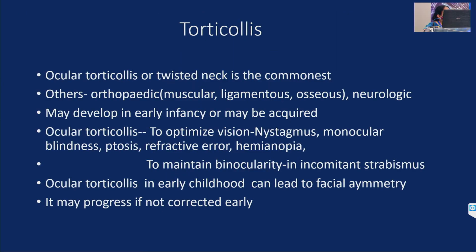Ocular torticollis or torticollis means twisted neck is the commonest of the torticollis, and others being orthopedic, which can be either muscular, ligamentous or osseous, and neurologic. It may develop early in infancy or may be acquired, and ocular torticollis may be to optimize vision as in nystagmus, monocular blindness, ptosis, refractive error, hemianopia, or to maintain binocularity as in concomitant strabismus. So, ocular torticollis in early childhood can lead to facial asymmetry as well and may progress if not corrected early.